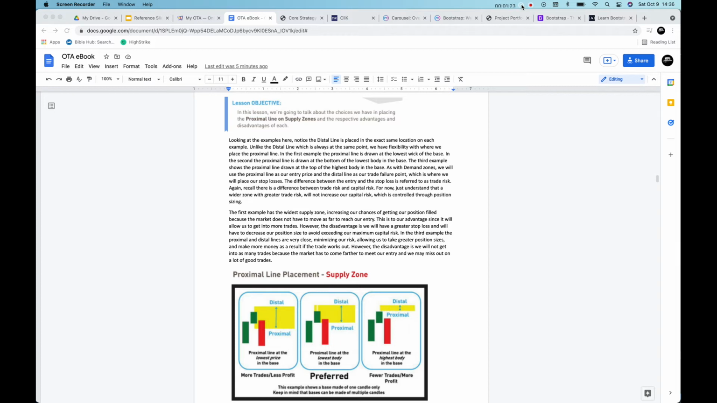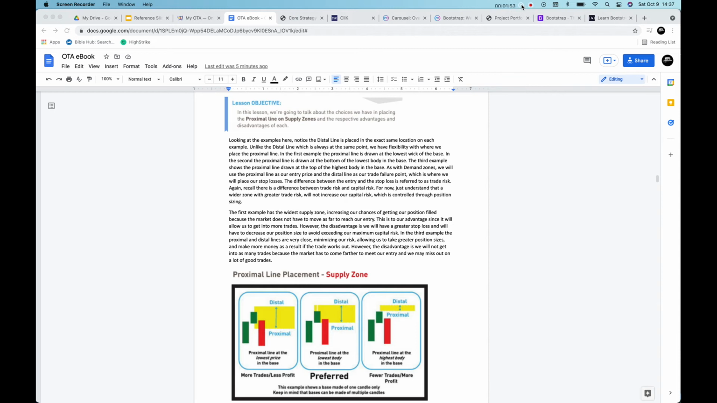Now, in the first example on the left, we have the widest supply zone, and this increases our chance of getting our position filled because the market does not have to move as far to reach our entry. This is to our advantage since it will allow us to get into more trades. However, the disadvantage is that we'll have a greater stop loss and we will have to decrease our position size to avoid exceeding our maximum capital risk.